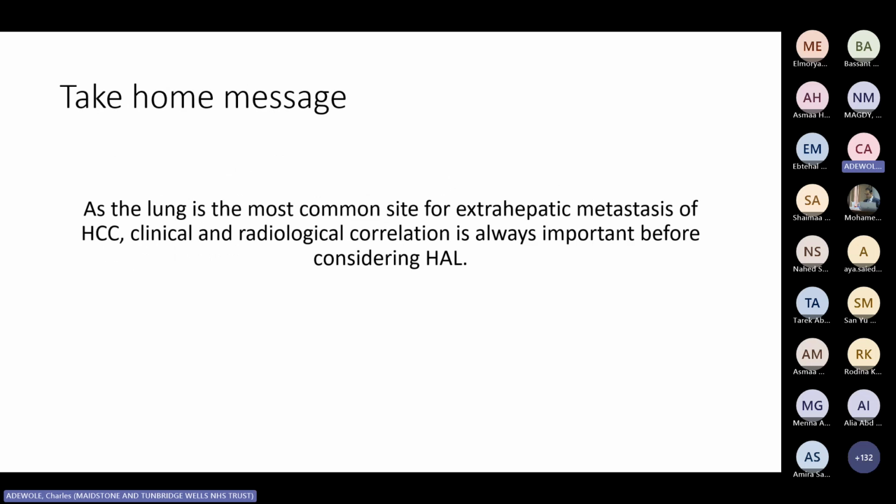The take-home message from my short presentation today is, because the lung is one of the most common sites for extrahepatic metastasis of hepatocellular carcinoma, it's always important to do a clinical and radiological correlation before considering the diagnosis of a hepatoid adenocarcinoma of the lung.